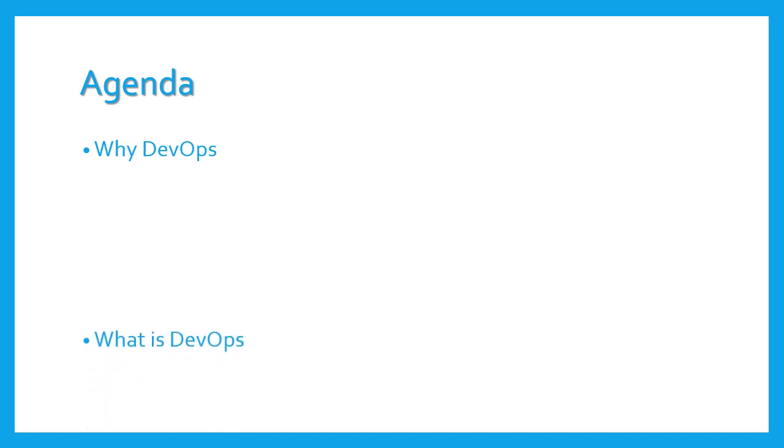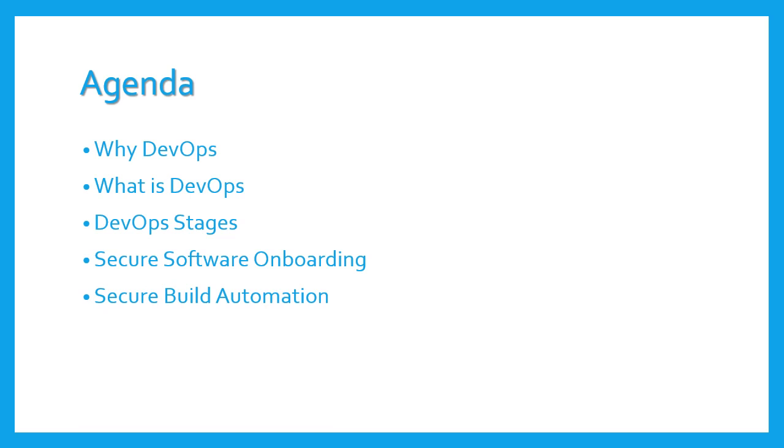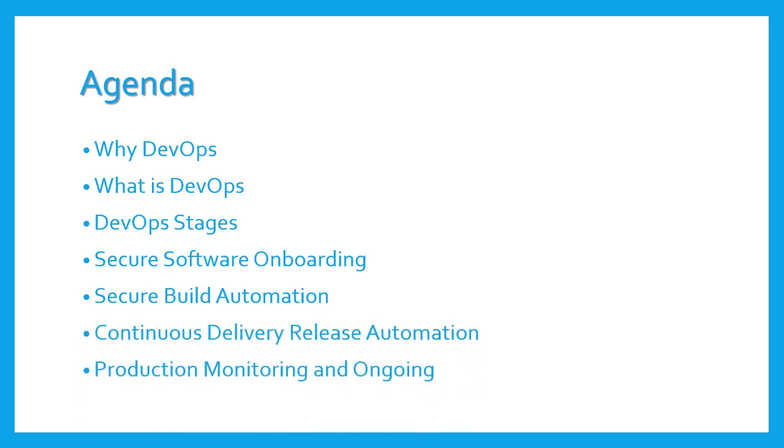Then we are going to focus on what exactly the DevOps methodology is, and then what the various stages and tools involved in DevOps are. And then secure software onboarding, secure build automation, continuous delivery, release automation, production monitoring and ongoing. So I hope you all are clear with today's agenda.